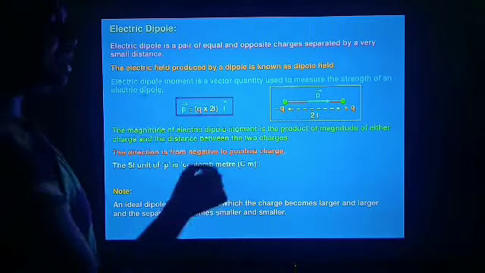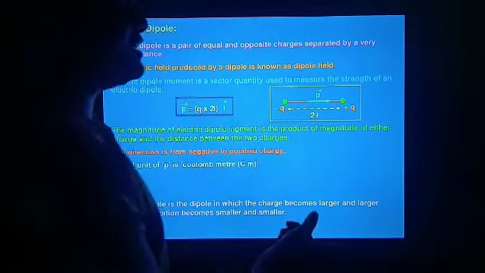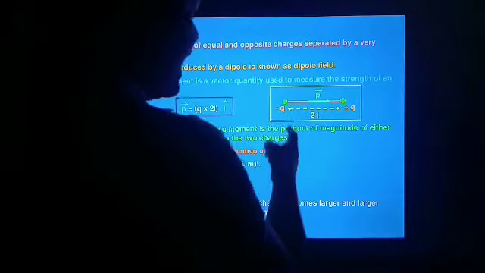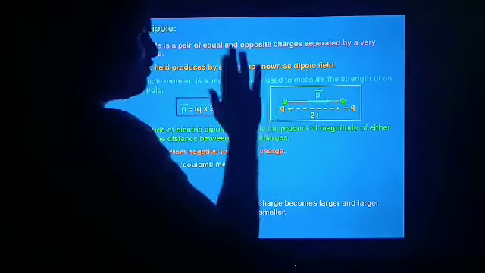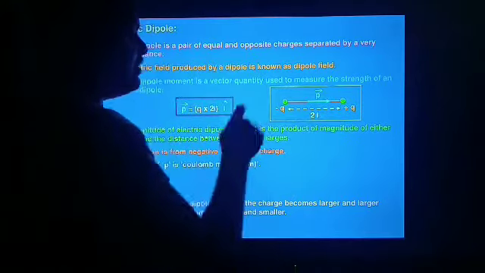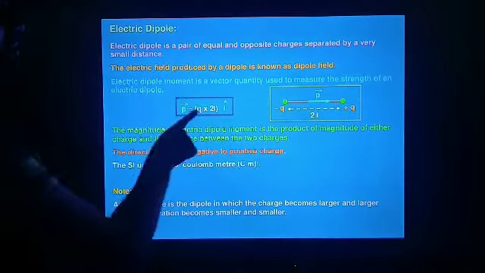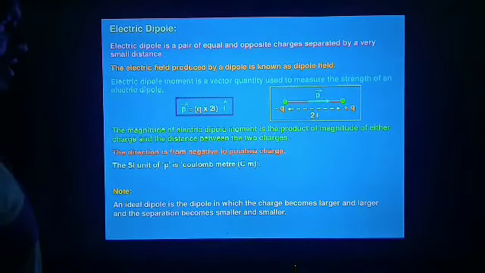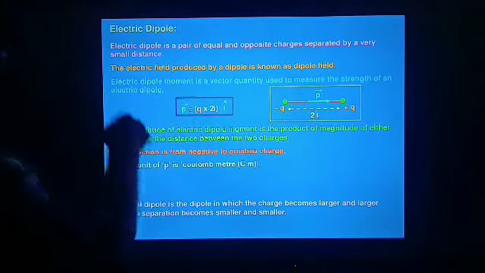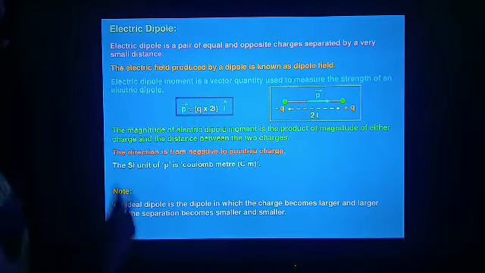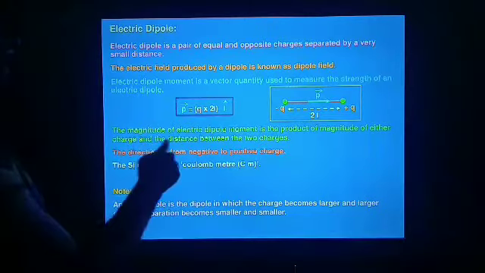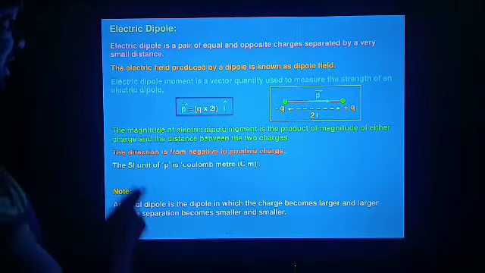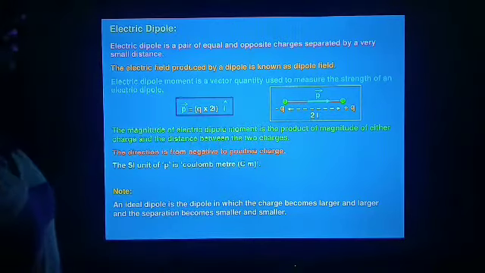Electric dipole moment is equal to the product of either of the charges and the distance between them. Whichever charge you take, without the sign, you put q into the distance between them, that is 2L. So vector p is equal to q into 2L, or 2qL, is the electric dipole moment. The magnitude of the electric dipole moment is the product of the magnitude of either charge and the distance between the two charges. The direction is from negative to positive charge.